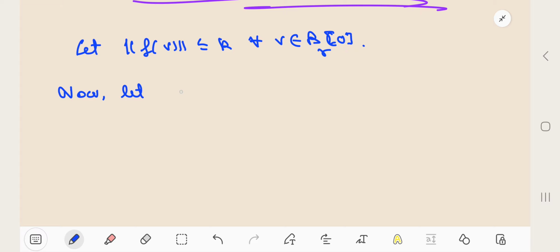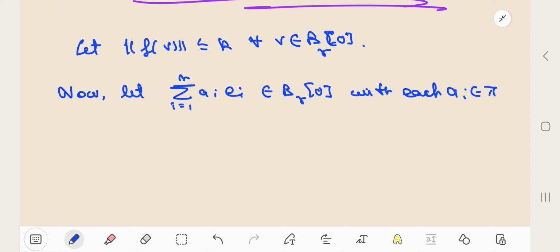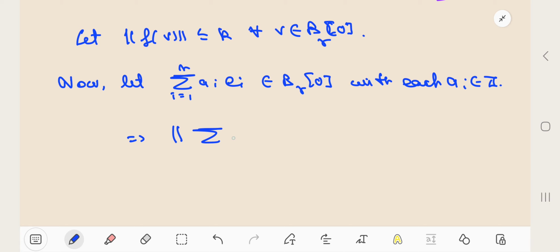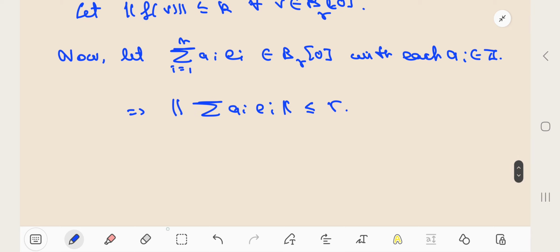Now let (a_i), i equals 1 to n, be an element from the closed ball, with each a_i coming from Z. So I am choosing an arbitrary element from the lattice which is in the intersection of it and the closed ball centered at the origin of radius R. But for this to happen, I must have the norm of this to be less than or equal to R, right? Sorry, less than or equal to K, right?